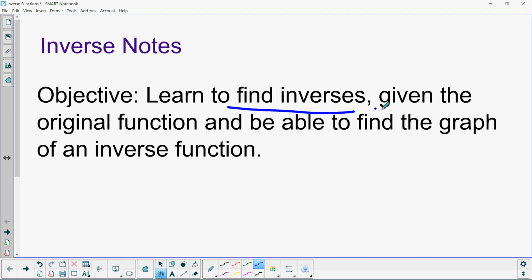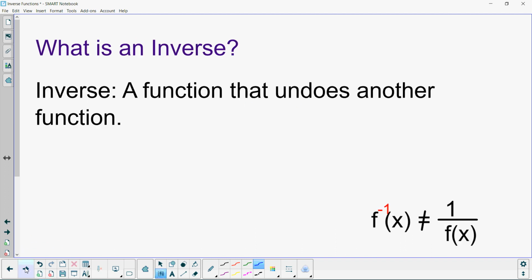Given the original function, you need to be able to find an inverse. And if I give you a graph, you need to be able to find the inverse of that graph as well. All right, so let's start by talking about what an inverse function is. An inverse function is just a function that undoes another function, and they're said to be inverses of each other. So let's talk about an example.